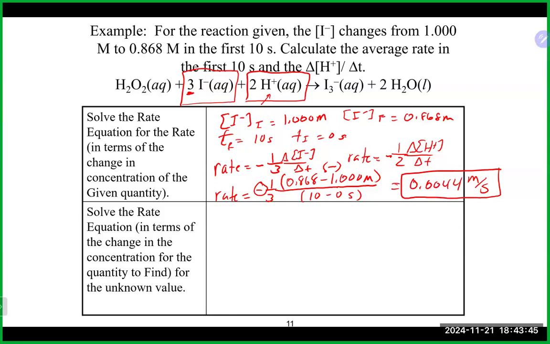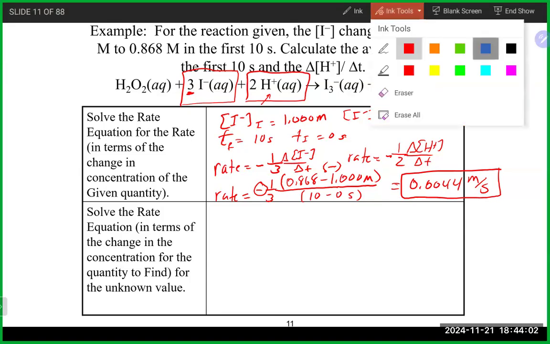So on average, everybody is changing 0.0044 molarity every second. So every second, that is the change in molarity that's happening. First off, any questions on that part of the calculation? How that's going to help us now is we want to relate it to our H plus.